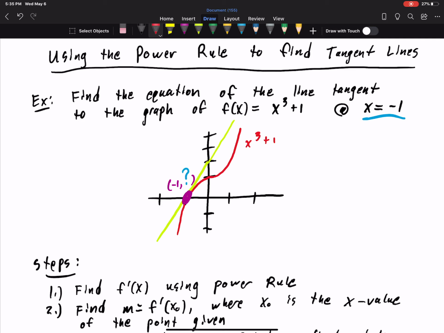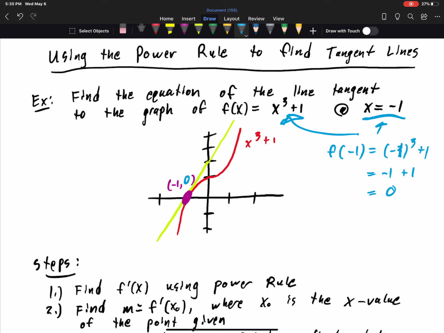However, we do not have a y value for that point. The thing I just had here was a question mark, and we need to figure out what that y value is on the red graph. So how do we do that? We're going to take our x equals minus 1 and plug that into our function to get the corresponding y value on the graph. So you have f of minus 1, and you plug that into x cubed plus 1. So you have minus 1 cubed plus 1. That's equal to minus 1 plus 1, which is equal to 0. So that's the corresponding y value on the graph.